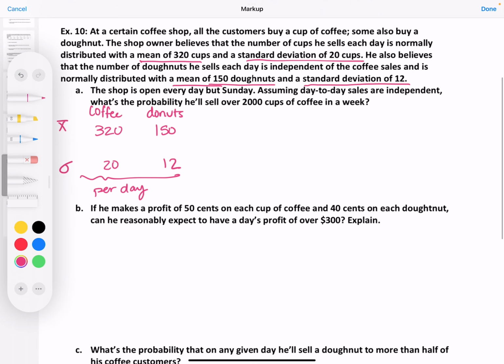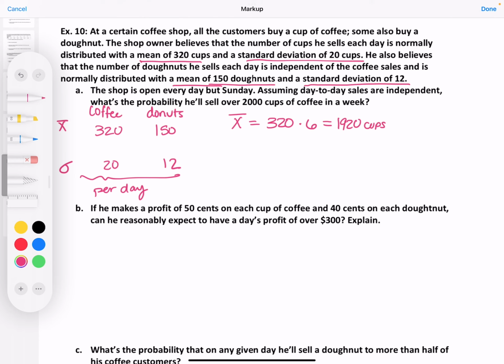Donut. Okay, so we want to know about the status of a week. So the mean of coffee for a week would be 320. They're only open 6 days, so times 6, which is 1,920 cups. That is way too much coffee. It's not for one person. No. That's the mean.